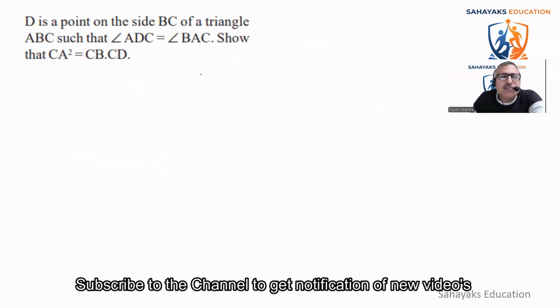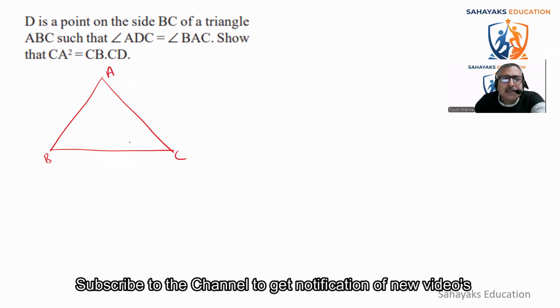Okay, so coming to the next question. D is a point on the side BC of a triangle ABC. We'll just make triangle A, B, C. Now D is a point. I'll just put it a point here. This is D. So that angle ADC is equal to angle BAC. So they are saying this angle is equal to this complete angle. Show that CA square is equal to CB into CD.